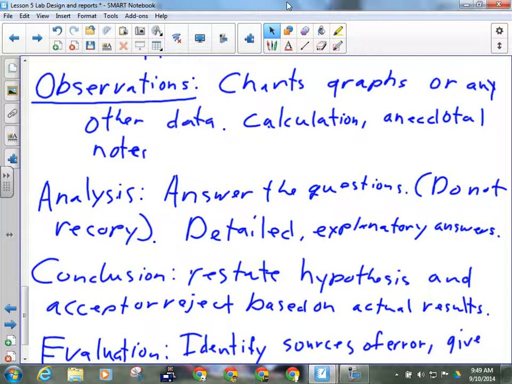Why is it right? How do you know it's right? What did your analysis say about it? That's what has to go in the conclusion. So the difference between a 1 out of 4 conclusion, I was right, versus a 4 out of 4 conclusion is detail and explanation and reference to your data and reference to your analysis.